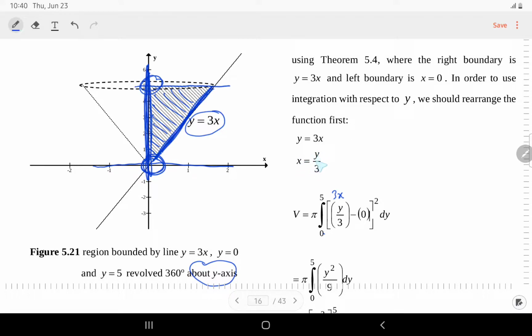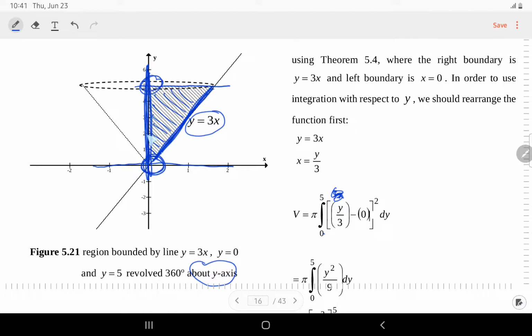X equal y over 3. So y over 3 yang kita masukkan dekat sini. Okay, sebab kita nak function in term of y. Okay, that's the right boundary. Function belah kanan. Function belah kiri yang mana? Yang ni. Okay, belah kiri yang ni.